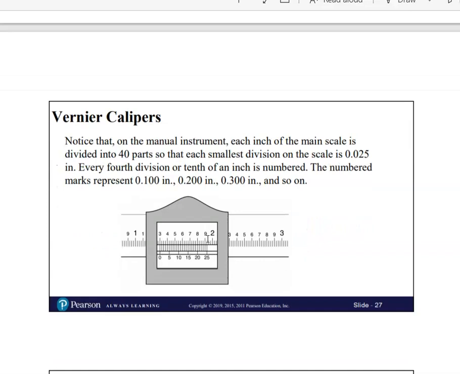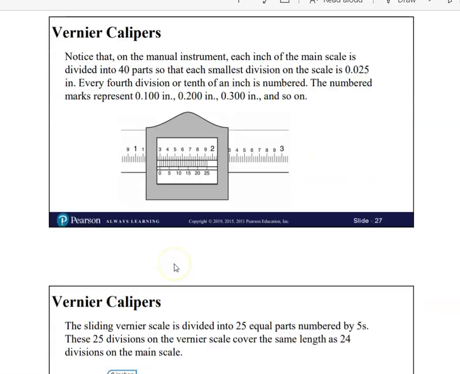Notice that on the manual instrument, each inch of the main scale is divided into 40 parts, so that each of the smallest divisions on the scale is 0.025. Every 4th division, or 10th of an inch, is numbered. The numbered mark represents 0.1, 0.2, 0.3, and so on and so forth.